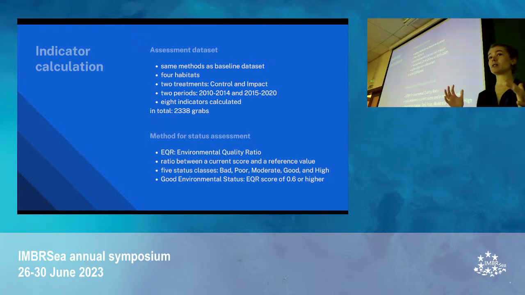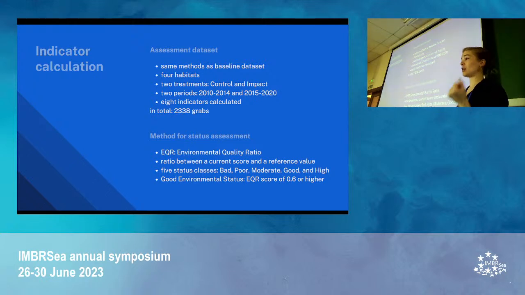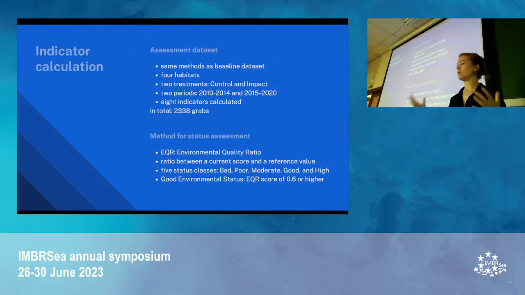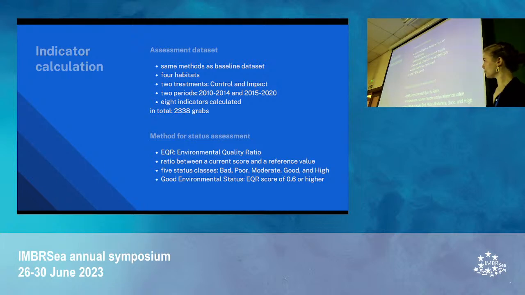There were two different treatments that were considered. The impact stations were located within areas of human activities such as sand extraction or dredge disposal, whereas the control stations were located outside of these designated areas. And finally, to stay consistent with the MSFD cycle in Belgium, there were two different periods considered.